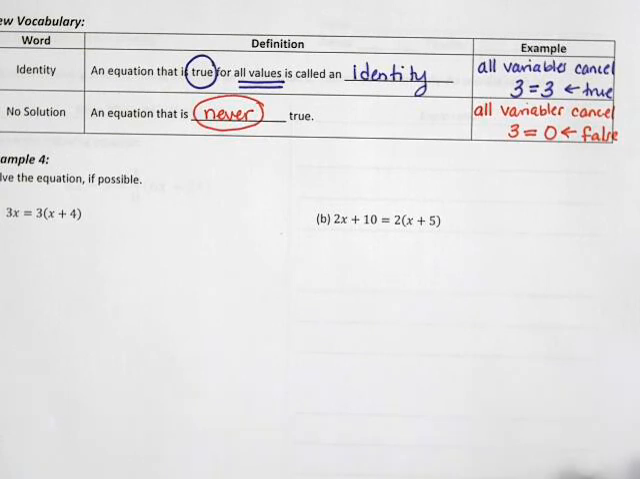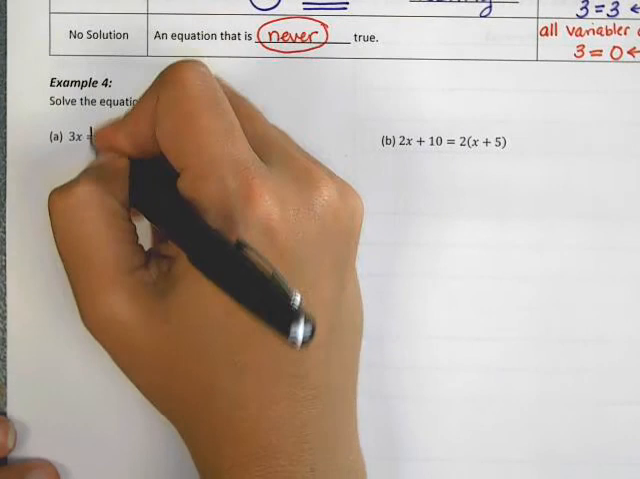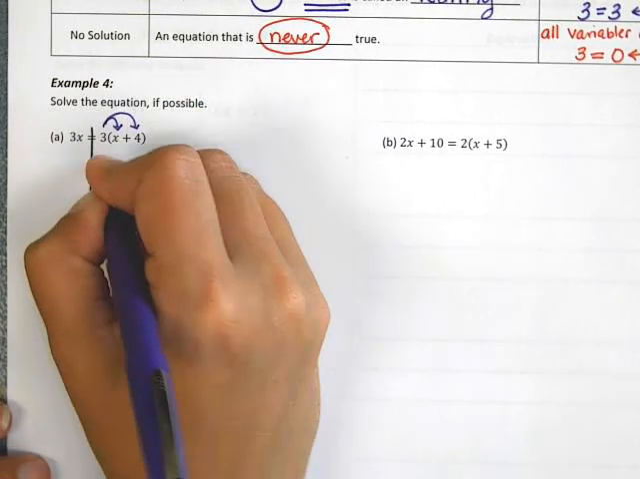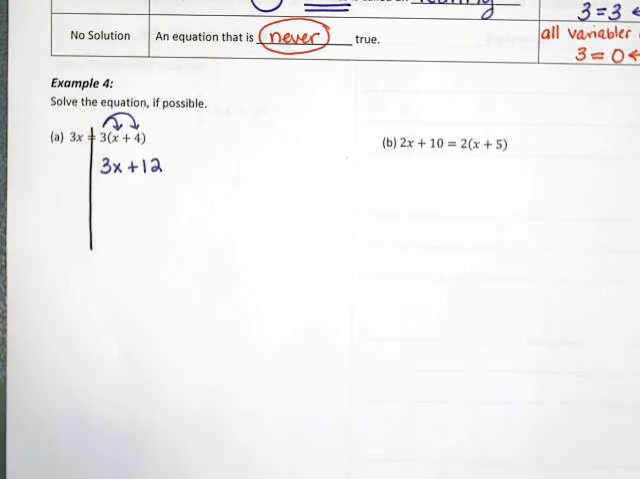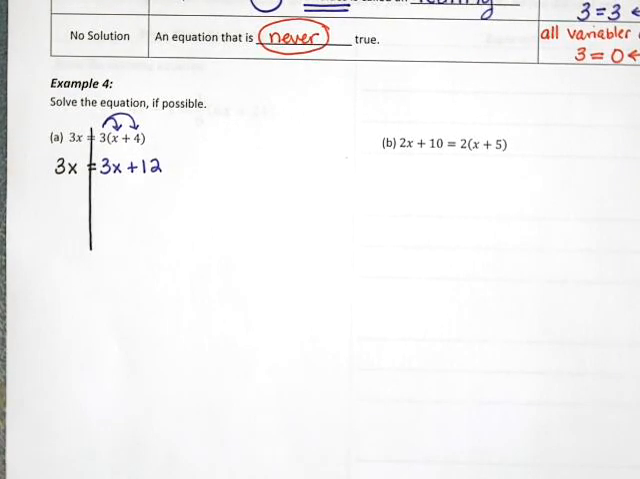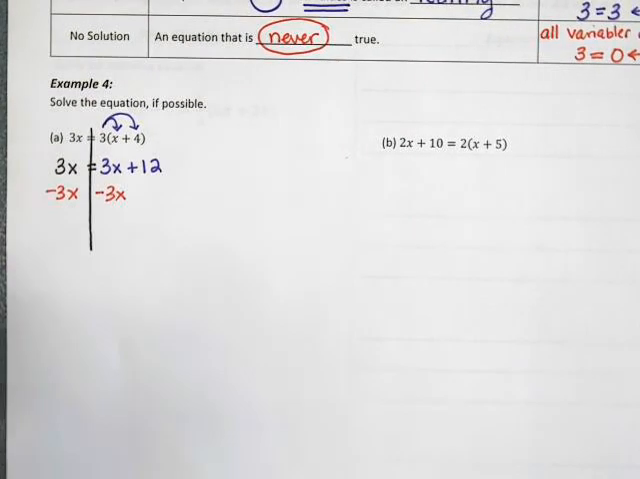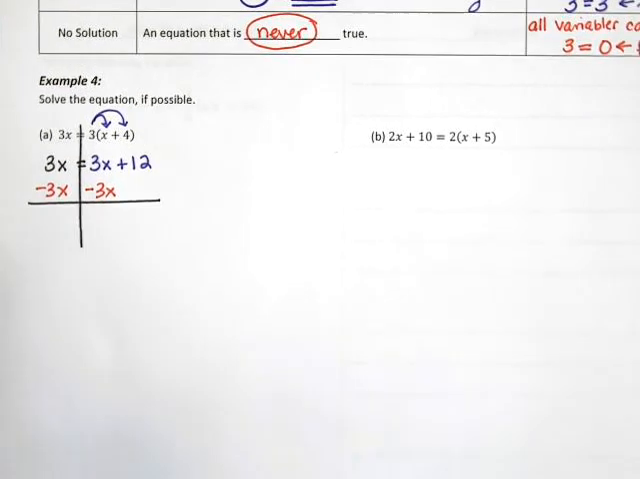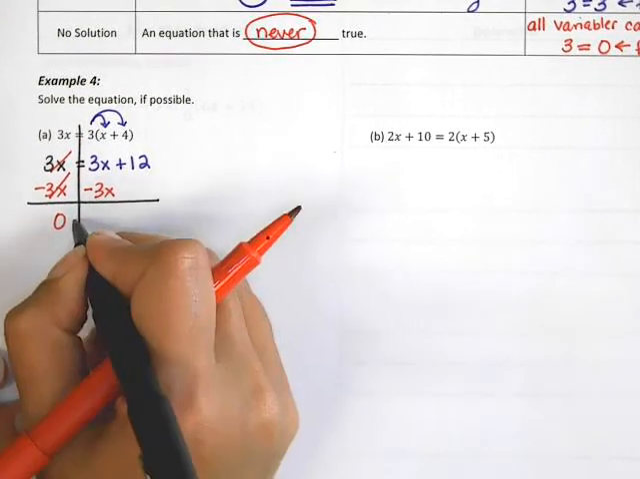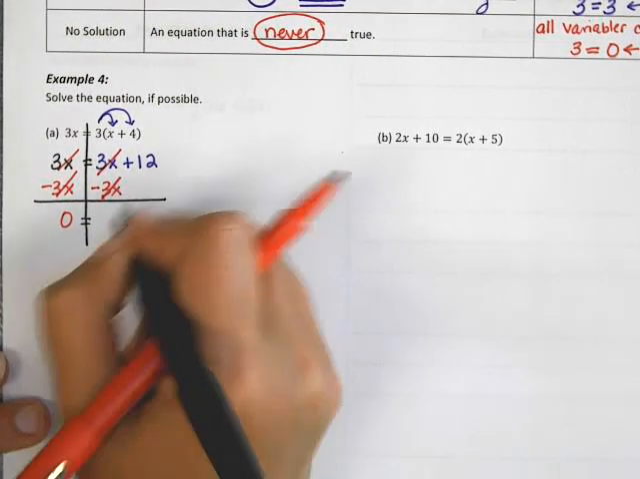So let's take an example of one of each. Let's take a look at A. In problem A, we would start, according to what we've learned so far, by distributing. So 3 gets distributed, and we get 3x + 12. On the other side of the equation, we just drop down the 3x. Now we're going to try getting the x's together. We subtract 3x on both sides, which means on the left side, the 3x's cancel and we get 0. On the right side, the 3x's cancel and we just drop down the 12.